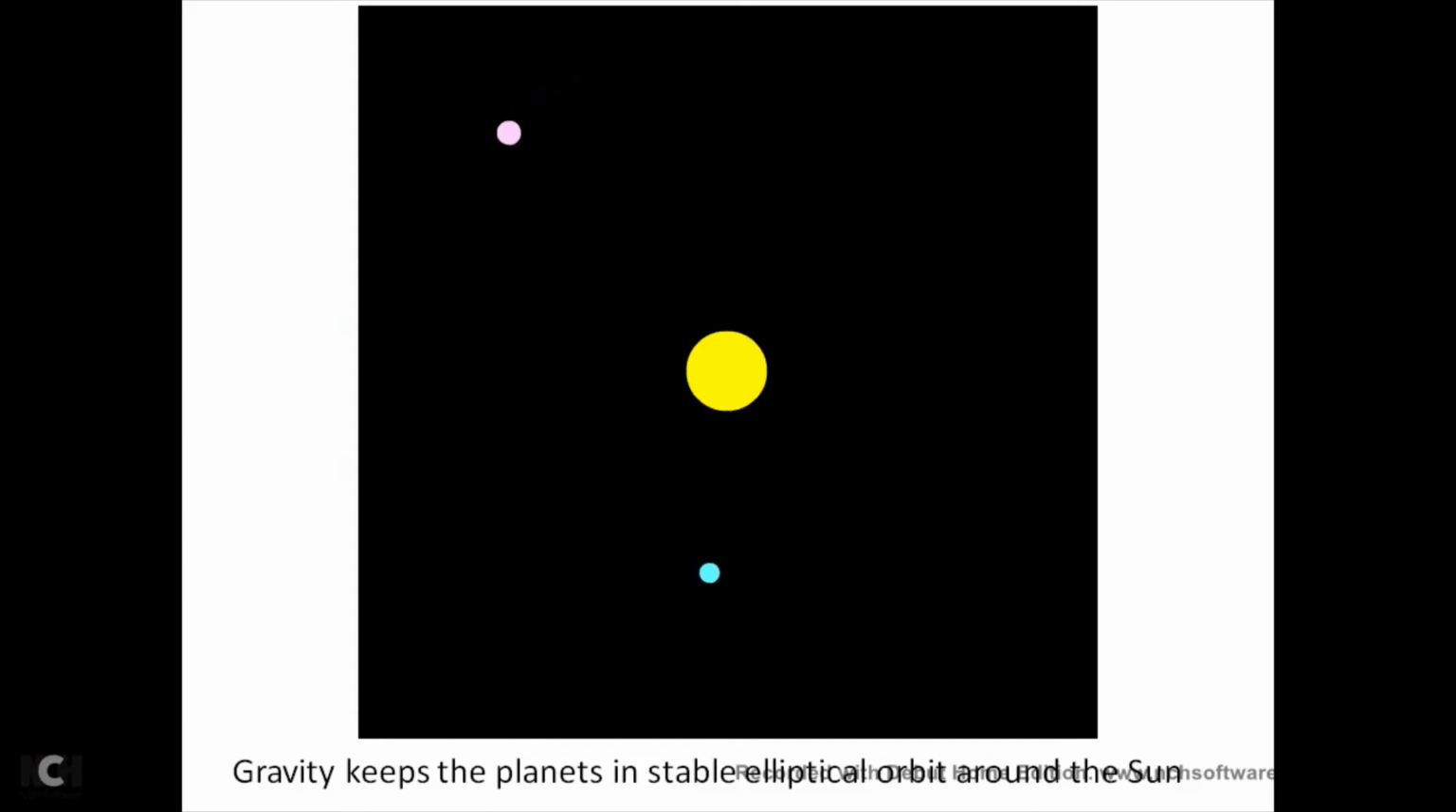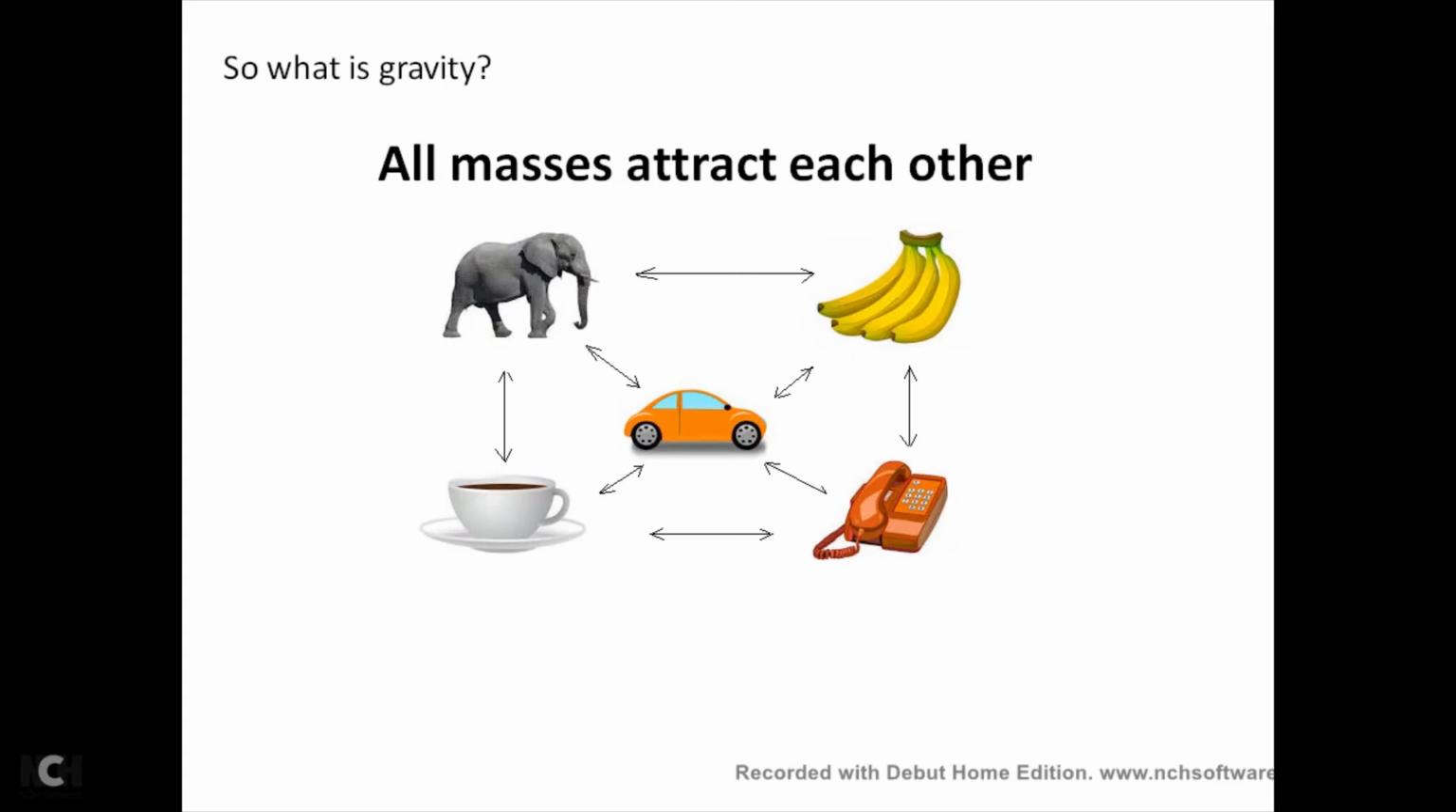If we notice these 2 planets in orbit around the sun, it's gravity which keeps them in a stable elliptical orbit around the sun. Notice that the blue planet on the inside is traveling faster. Now, why would that be traveling faster?